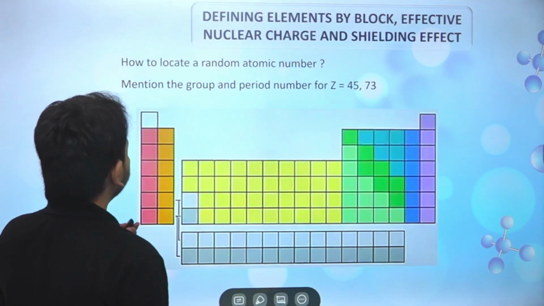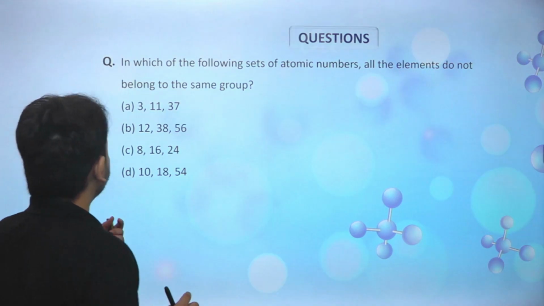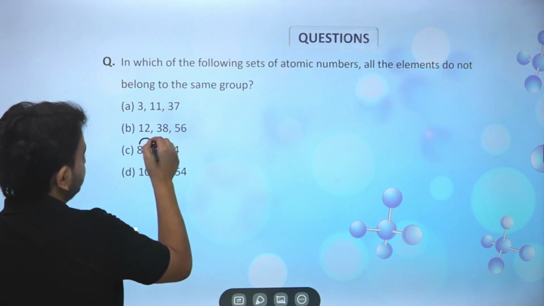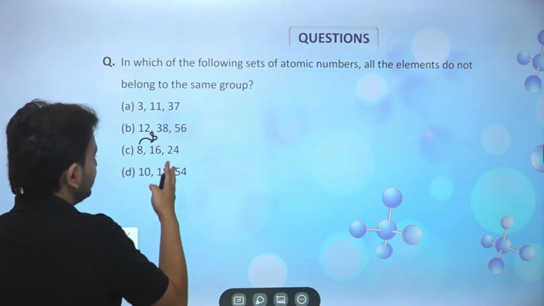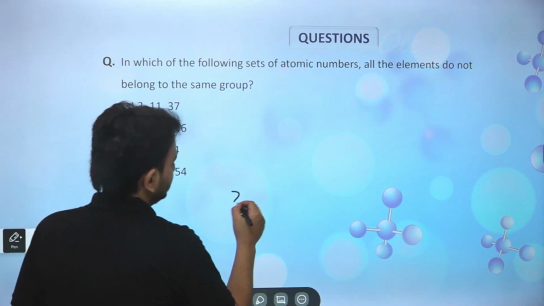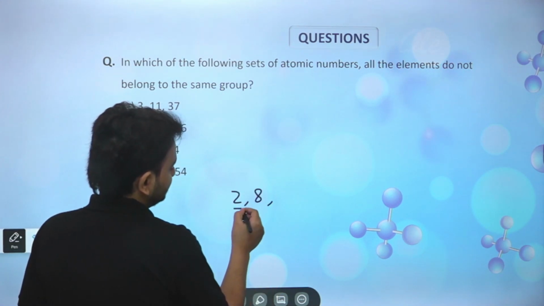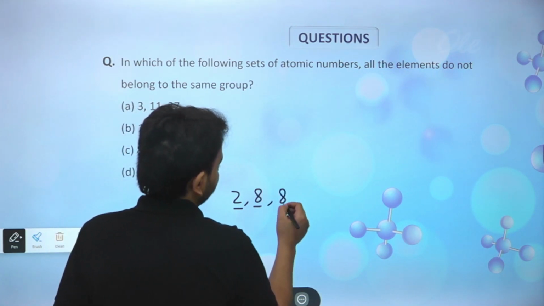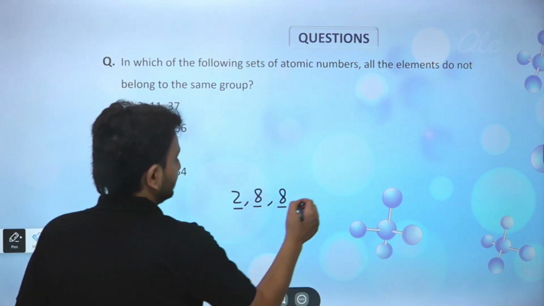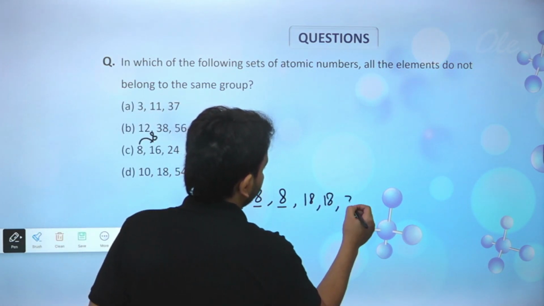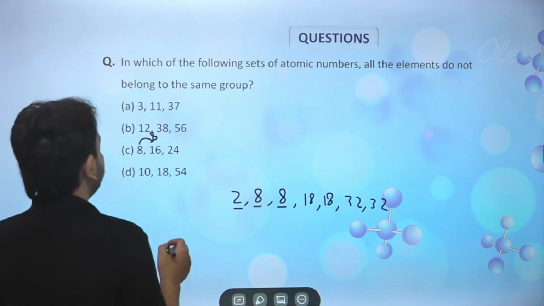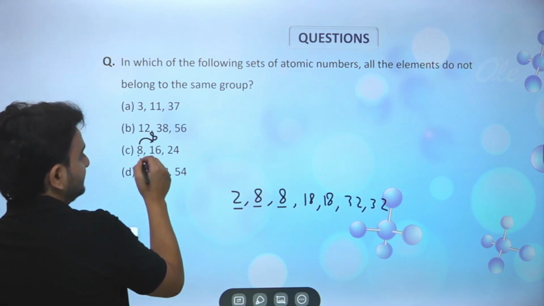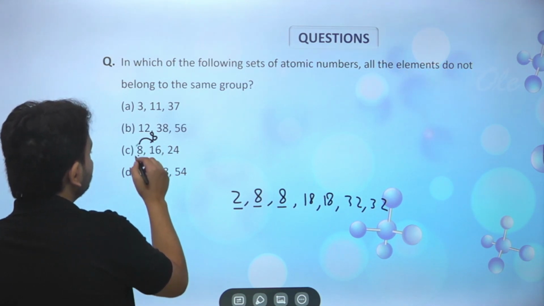I'll move on. All right, so for this particular question, guys, if you notice option C, if you add 8 to this, then of course the next time you won't be able to add 8. So what we do is 2, 8, 8, right? So the K shell gets filled with 2 electrons, the L shell, the second shell, gets filled with 8 electrons, then the third shell again gets filled with 8 electrons, then 18, then 18, then 32, then 32, right? It gets filled like this. So first this will be 2 and then 6, right? So this is oxygen, 2 and 6.